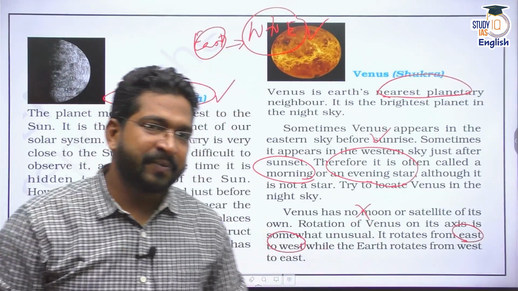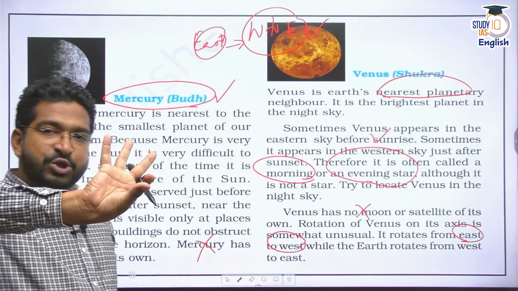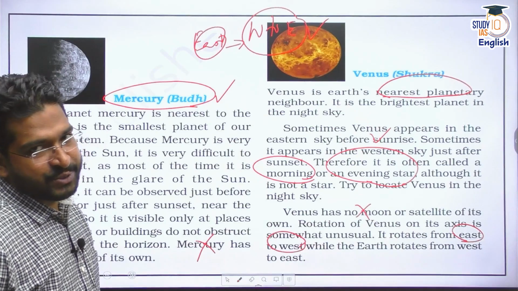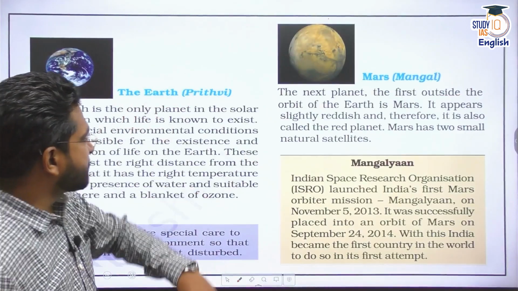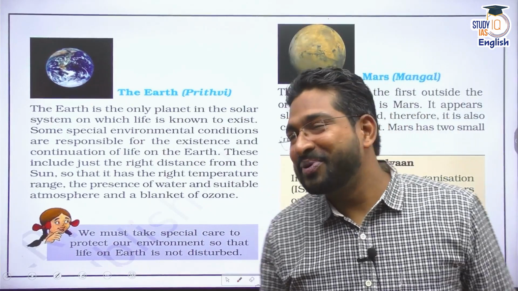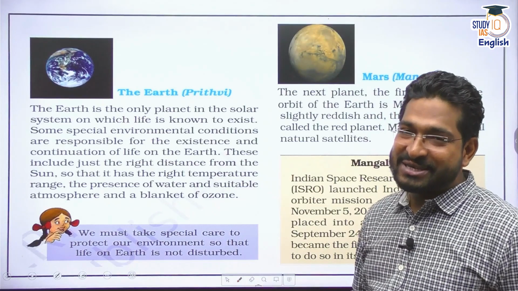Now, apart from Venus, there is one more planet. We'll talk about that. There are only 2 planets which rotate in the opposite direction, that is, from east to west. The next planet is Earth. We all know we live on Earth. It's called Prithvi. Now, this is the only planet on which life is sustainable.